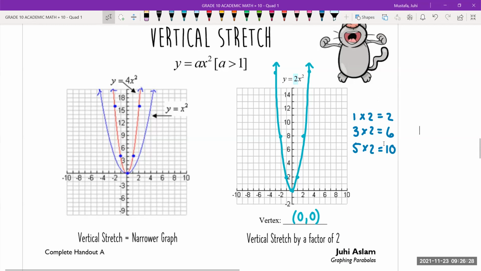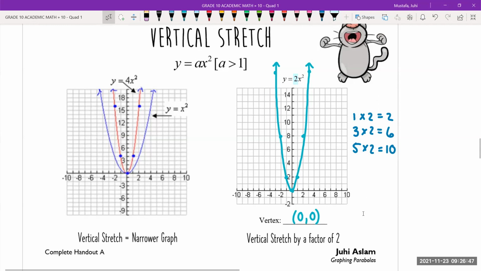Can you guys kind of tell this parabola is stretched, like is narrower? Can you see that it's being stretched? Okay. How do we describe this? We're going to say it's a vertical stretch by a factor of 2. So new terminology, just make sure you know that. Vertical stretch by a factor of 2.